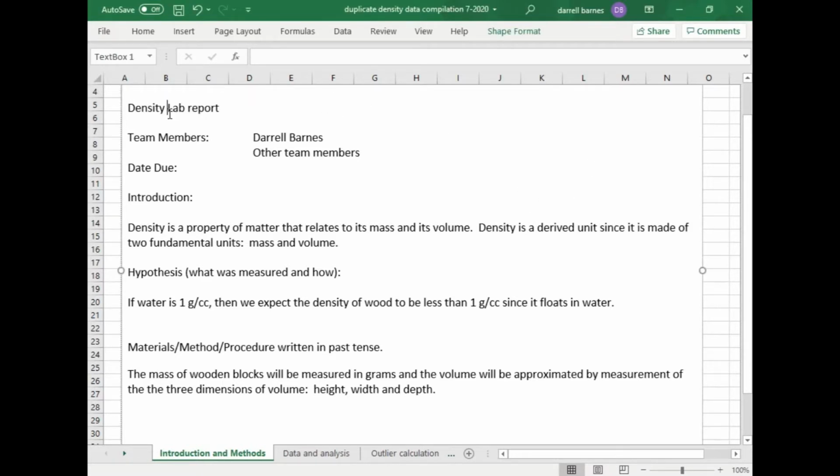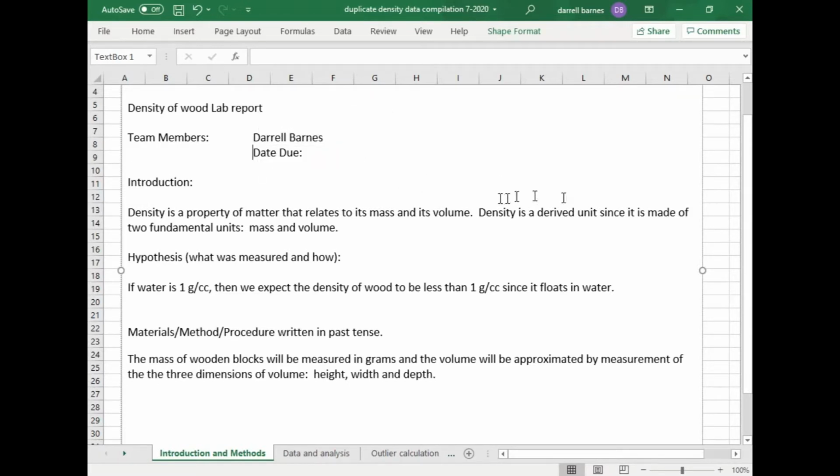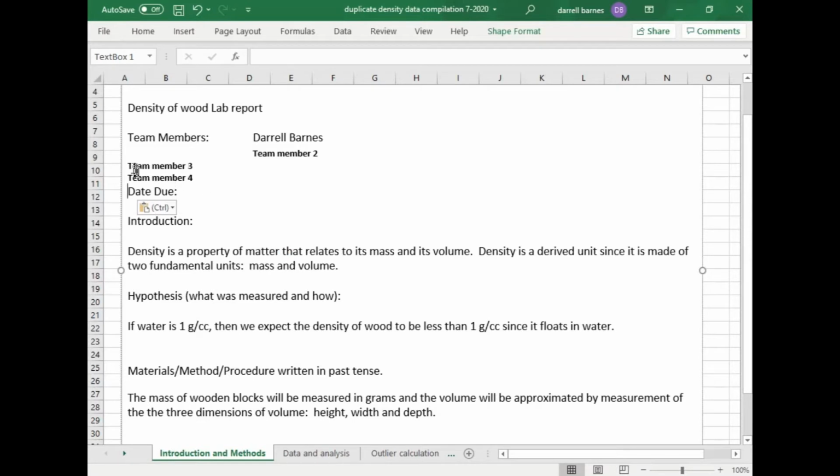I wanted to say density of wood lab report, and I wanted to replace other team members with something a little bit more descriptive. Let's go right here and let's paste. Okay, that works. Let's tab over. The date due is to be announced. Let's do that.